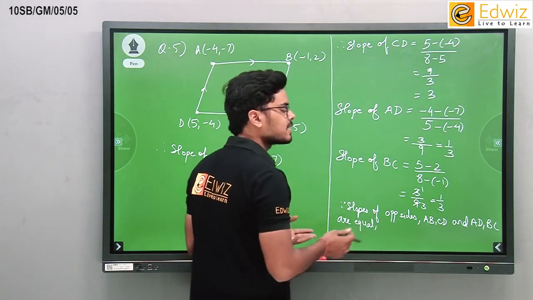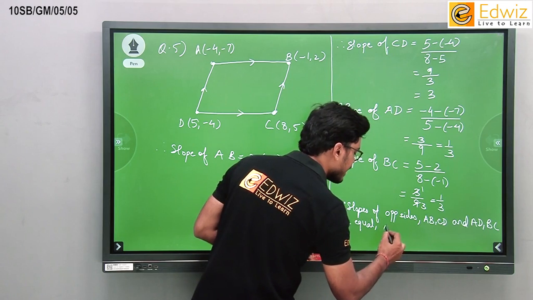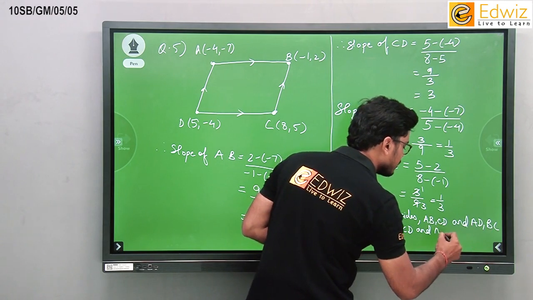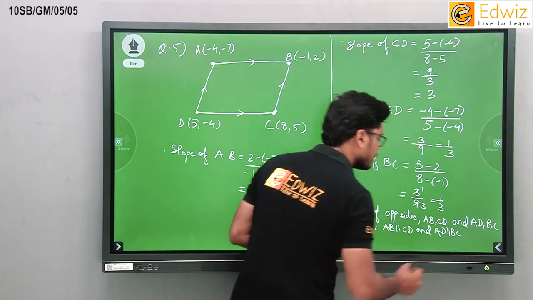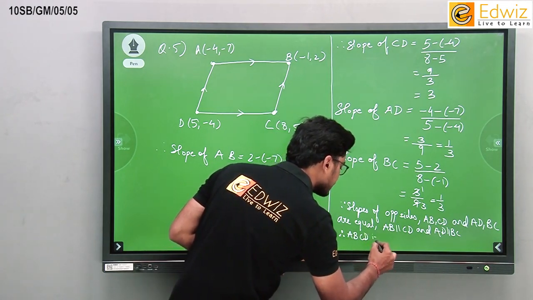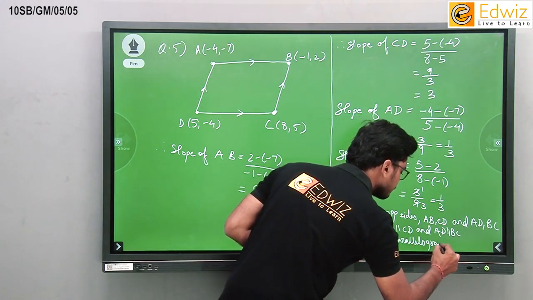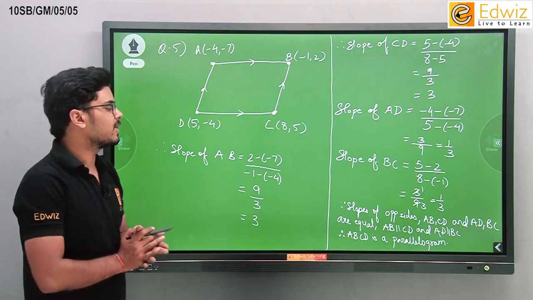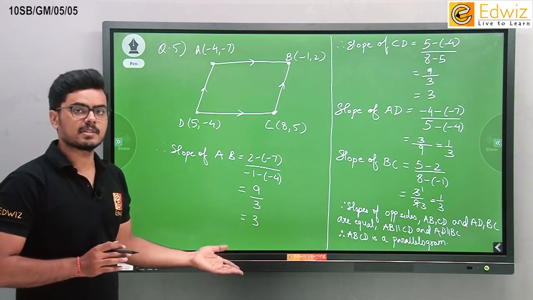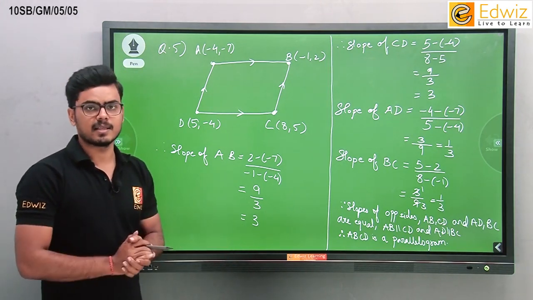what this means is AB is parallel to CD and AD is parallel to BC. Therefore ABCD is a parallelogram. Okay, this is the final statement. So we have proved that it is a parallelogram since slopes of opposite sides are equal. That means opposite sides are parallel. Please make a note of this quickly. I'll give you 30 seconds. Then we'll start with the next question.